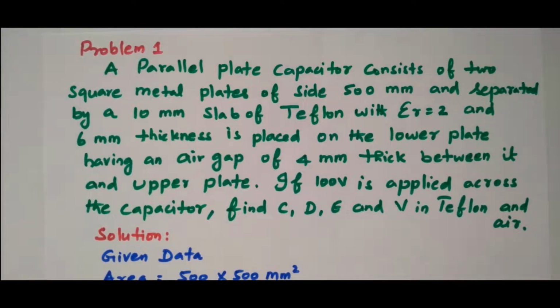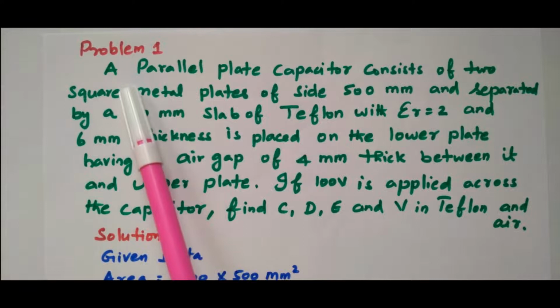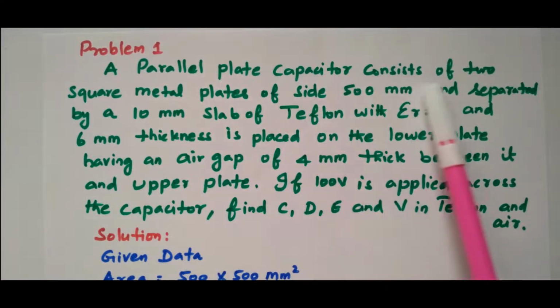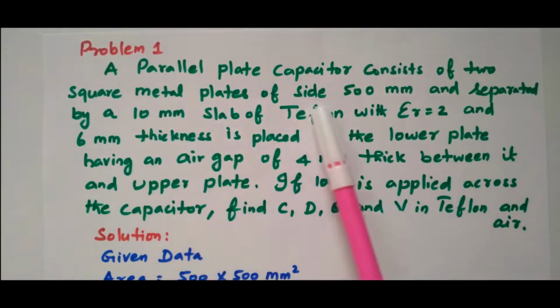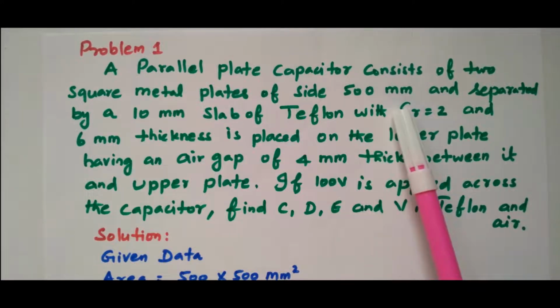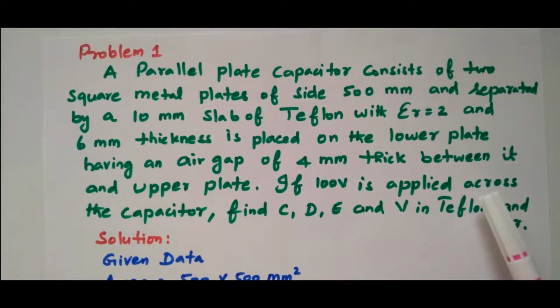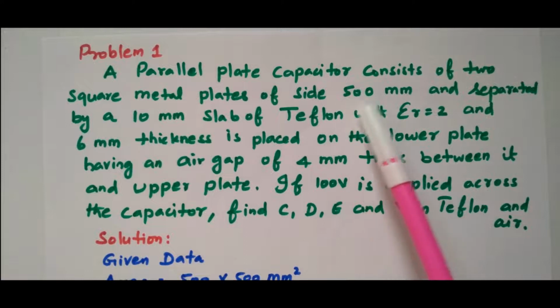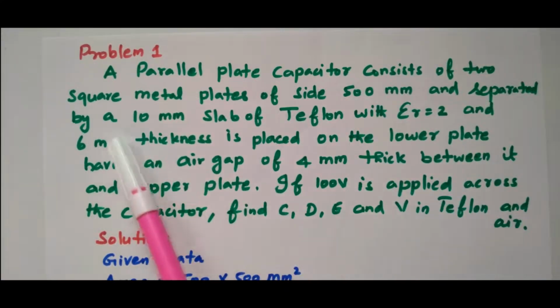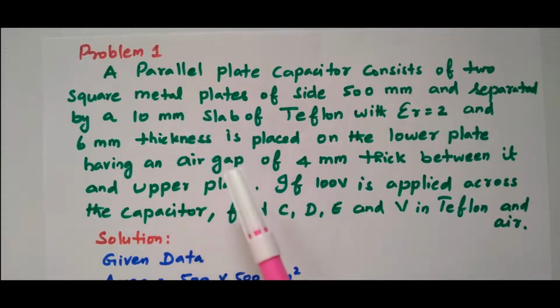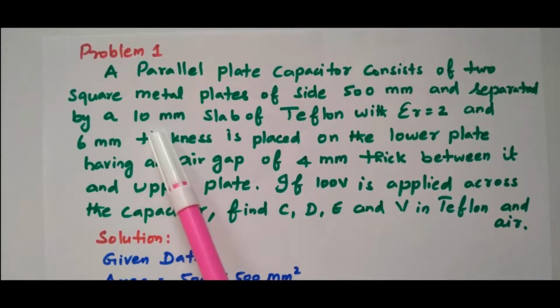Now we'll see the problem based on this capacitor with two dielectric materials, right? We'll see the statement. A parallel plate capacitor consists of two square metal plates of side 500 mm, right? The area of the parallel plate is 500 mm, the one side is 500 mm, and is separated by 10 millimeter. The distance between the two plates is 10 millimeter.